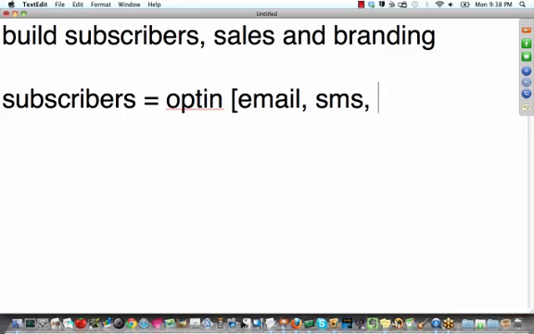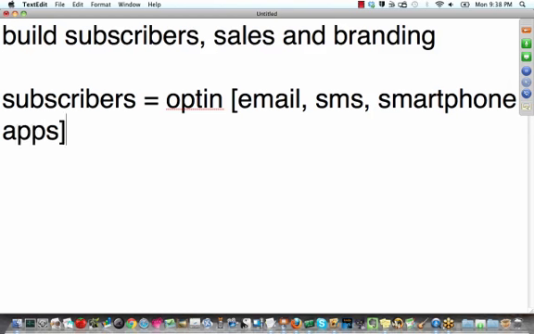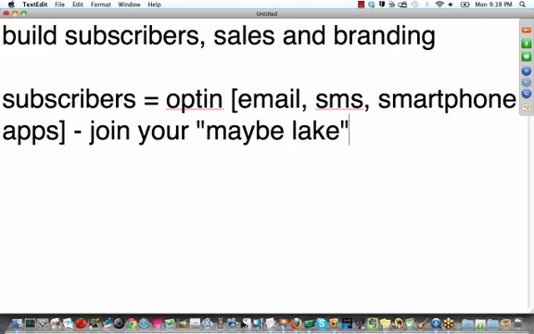You can also have smartphone apps. So however we're talking about getting people to opt in, the opt-in in our case is getting people to join, as they say, your maybe lake, that Robert Allen calls it. Maybe lake is, if you imagine a lake stocked with fish, they are maybe interested in what you have, but they're not necessarily buyers. They're just people who are possibly interested. You're worth listening to, but you're not necessarily somebody I'm definitely going to buy from.